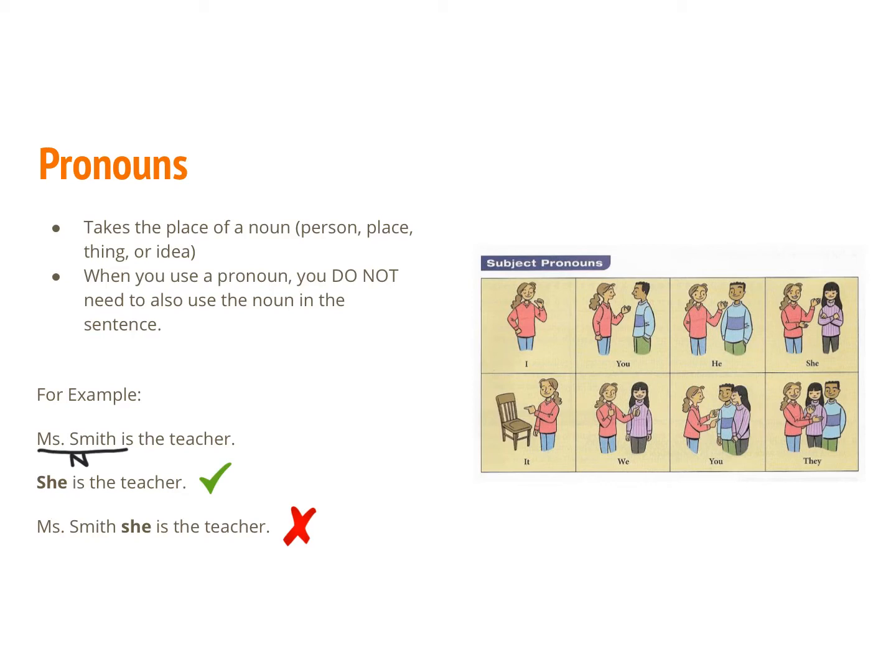Now I want to look at an example that is not correct, an example that is wrong. This sentence says, Miss Smith, she is the teacher. This sentence has both a noun and a pronoun, and we only need one. When we use a pronoun, we do not need to use the noun in the sentence.